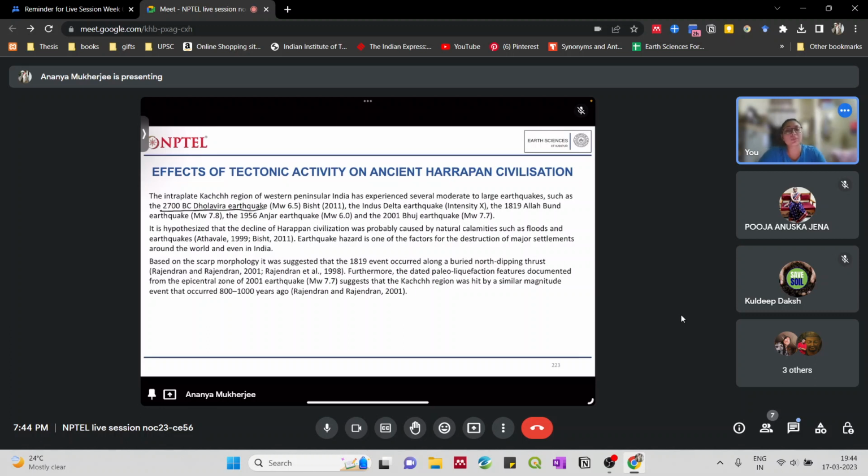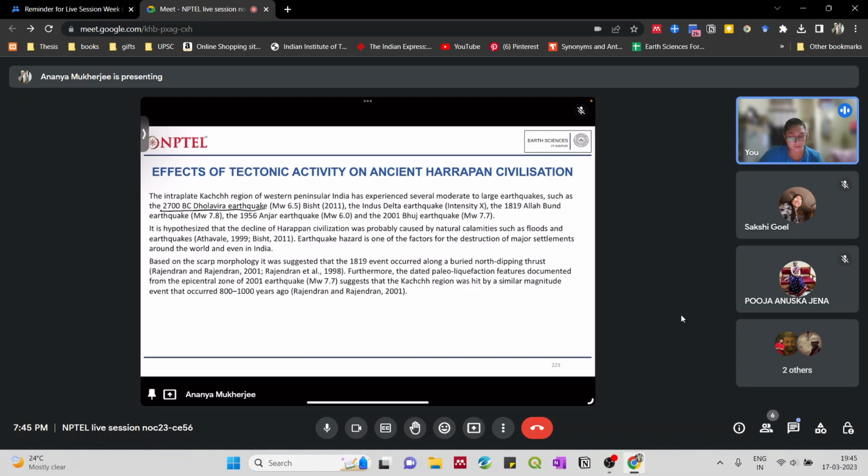Based on the scarp morphology, it was suggested that the 1819 event occurred along a buried north dipping thrust. Again, the fault along which the 1819 earthquake happened was buried. And the paleoliquefaction features, we will come to what the liquefaction features are, in the 2001 earthquake also suggest that Kutch was hit by a similar magnitude event around 800 to 1000 years ago. That is when the Dholavira earthquake studies of 2700 BC came into the forefront of research.